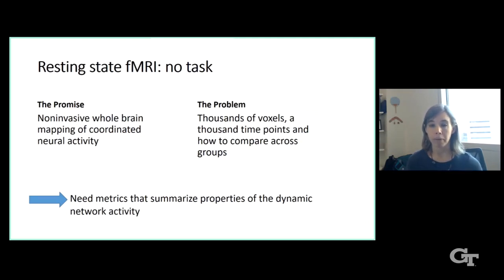Now, the problem is that we don't know the timing of a task or stimulation, so there's not a particular time to look at to see how things change. We've got thousands of voxels, about 1,000 time points, and somehow we need to summarize all of this information into something that we can interpret and compare across groups.